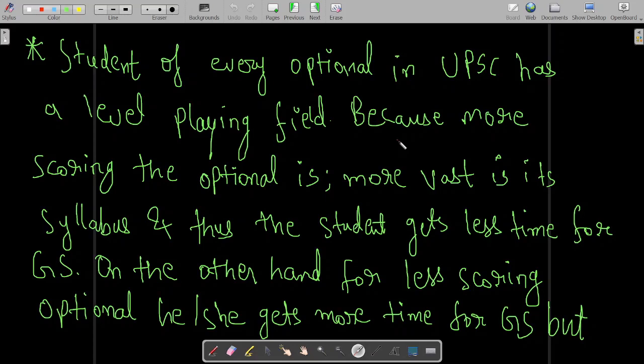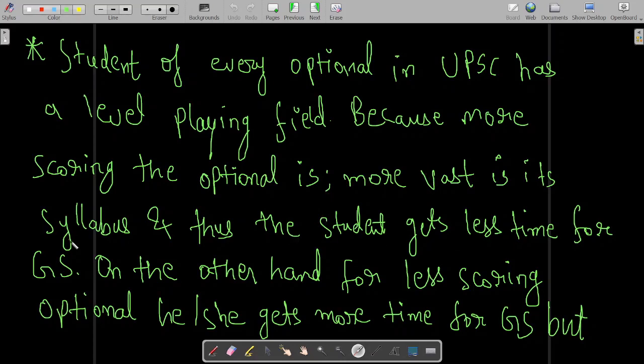Because the more scoring the optional is, the more vast is its syllabus. For example, maths is a more scoring optional, history is a less scoring optional. So maths has a syllabus even vaster than the syllabus of history, because it is more scoring, and history has a less vast syllabus because it is less scoring. And thus the student gets less time for GS.